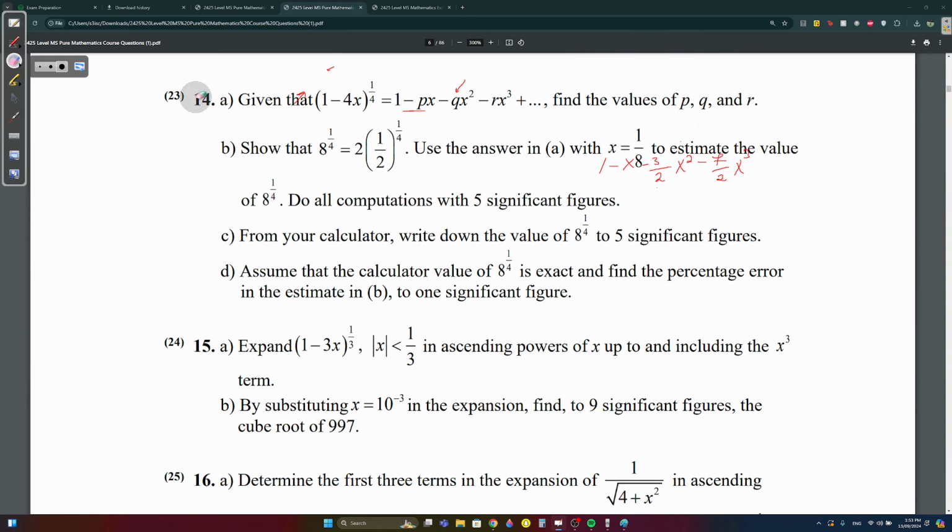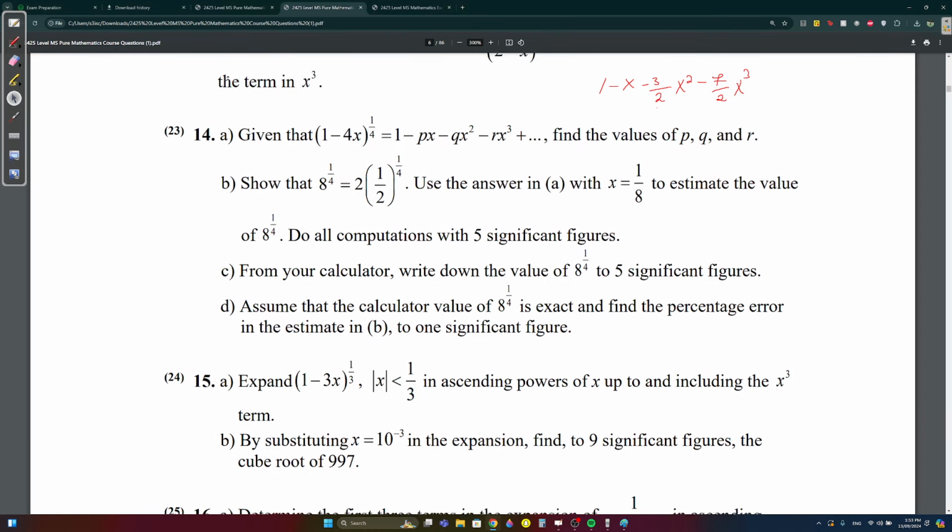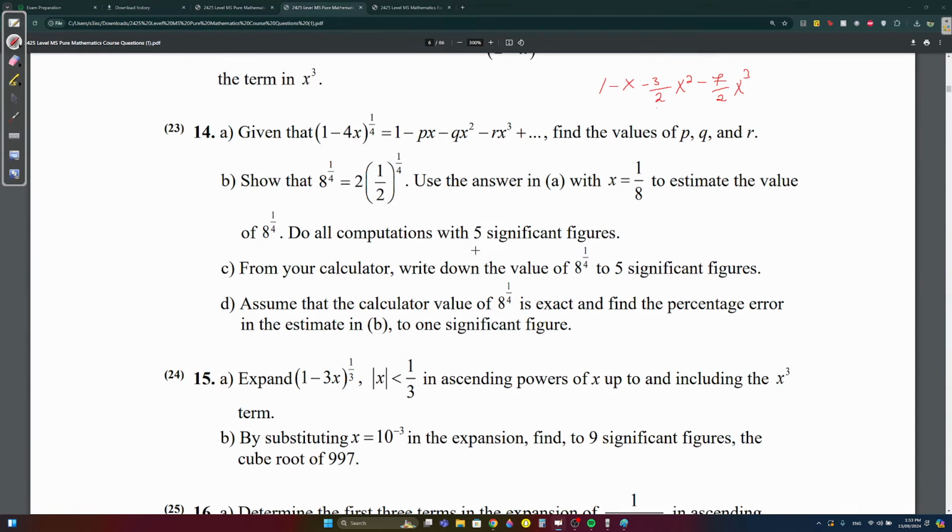Before we go to part C, I'm going to solve part B for you, which is a bit different from what we've usually seen in questions. If you don't understand it, it's fine. Show that a to the power of 104 is equal to this. So you want to prove somehow that this is equal to this. Here's what we did in class. Can you express 8 in terms of 2 to the power of something? We can, right? So instead of writing 8, I can write 2 to the power of 3, and then to the power of 1 over 4. Equals 2.